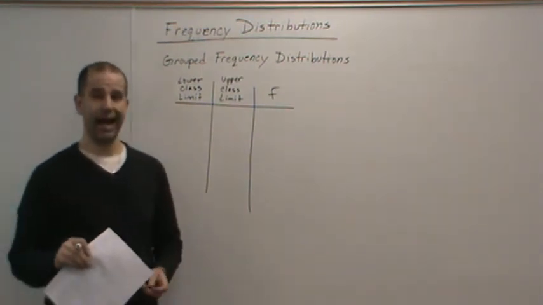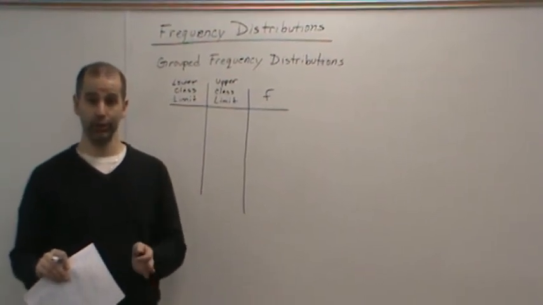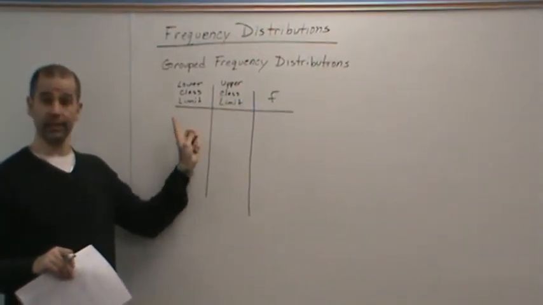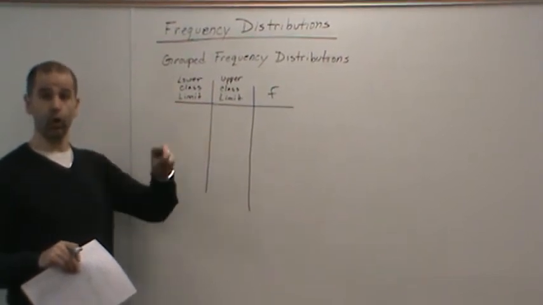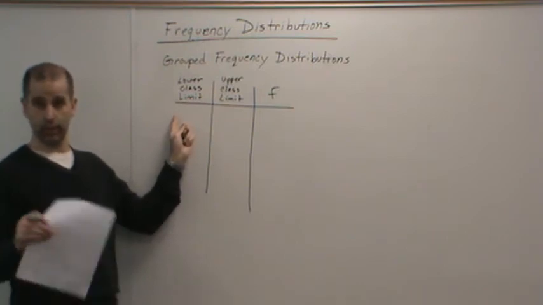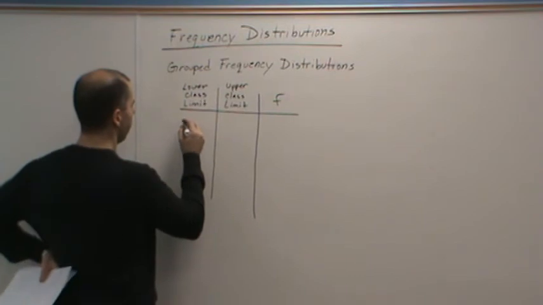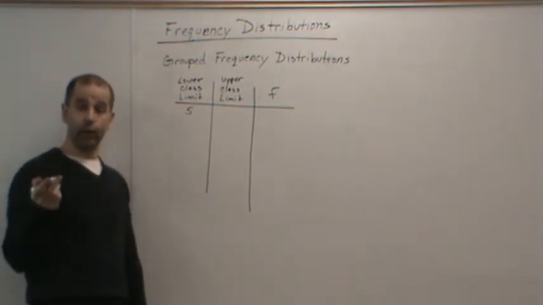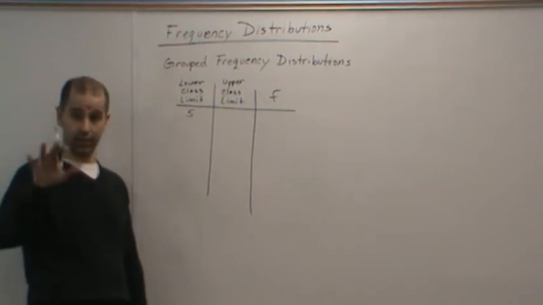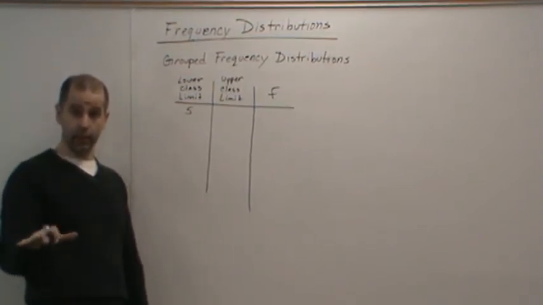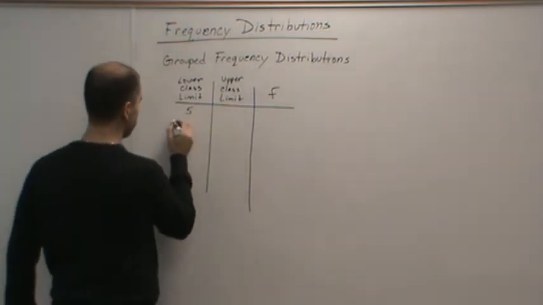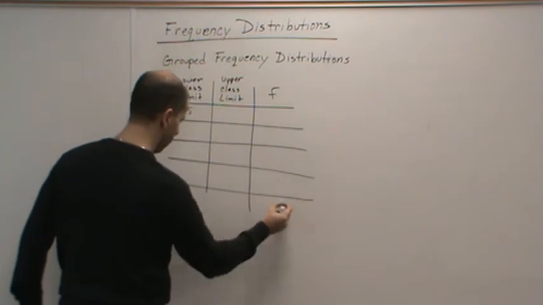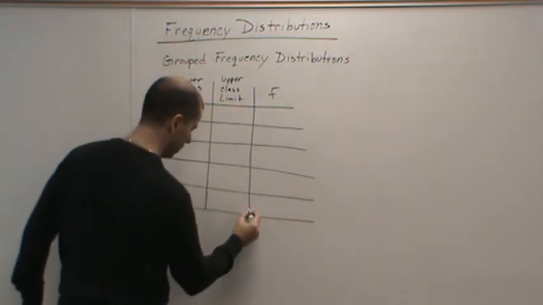So the first thing we're going to do: how do we begin? We begin with the minimum value in the data set. The minimum value in the data set was 5. So your lower class limit for your first class will always start with the minimum. You could go a little bit lower if you wanted to, but you can always start with the minimum and you'll be fine. So we start with 5. That's our starting point. Now how do we get the rest of the next 4 lower class limits? Because we have to have 5 classes. So let's mark those out: 1, 2, 3, 4, and 5.